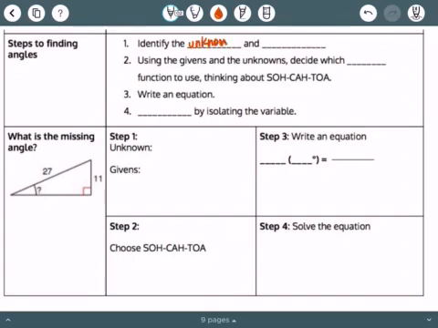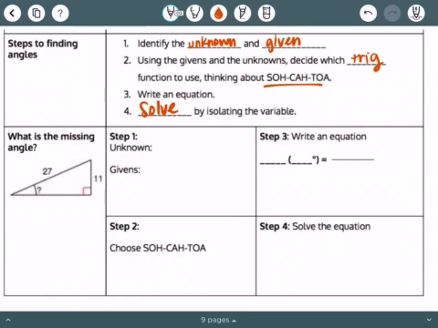Identify the unknowns, or the unknown and the given. You're going to decide which trig function to use. Remember, we're thinking about SOHCAHTOA still. We're going to write an equation, and then we're going to solve it. So we'll do one example here.